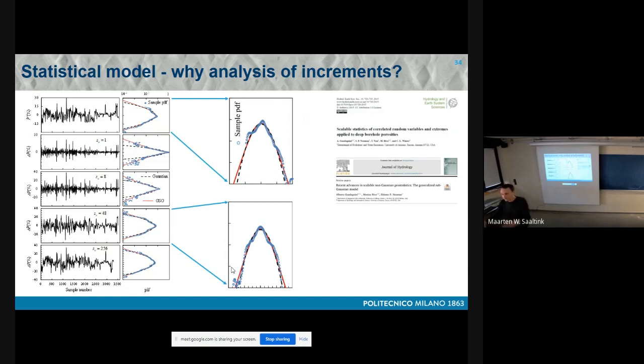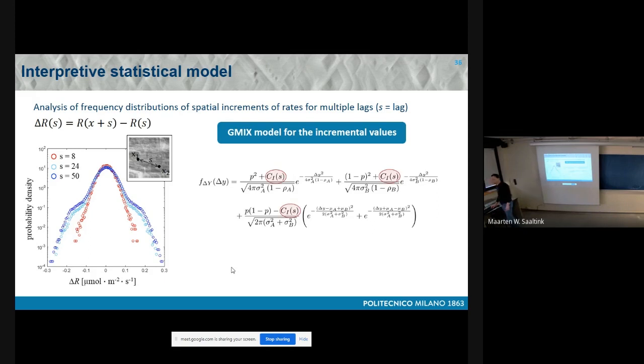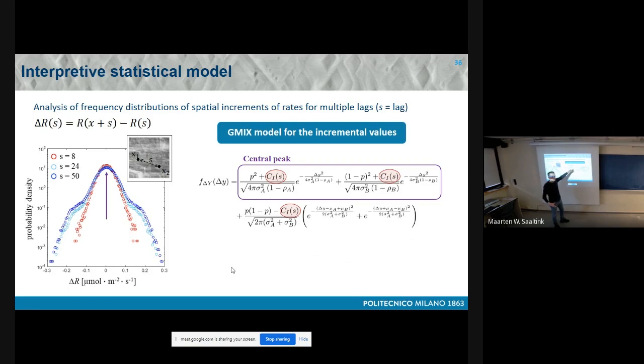So we started deriving from the Gaussian mixture model the probability distribution function of the increments. And you come up with this kind of expression. I don't care about whether the expression is long, short, or whatever. The point is that in this expression there are several ingredients. There is the correlation function, the covariance function of the indicator that we consider in the system. Then, of course, there are the parameters, the correlation function of the field A and of the other field, field B.